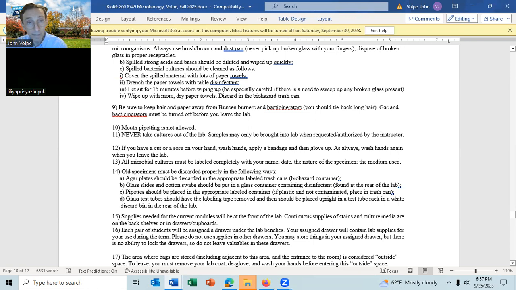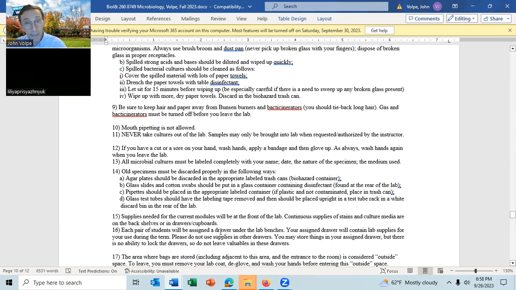Pipettes should be placed in the appropriate labeled container. If they're glass, put them in the appropriate pipette used container. If they're plastic and they're contaminated, they can go in the biohazard container. If they're not contaminated, like all you did was maybe pipette water, you can put the plastic pipette in the trash can. Glass test tubes should have their label removed and then should be placed in the test tube rack in the discard bin, and that's at the rear of the lab.